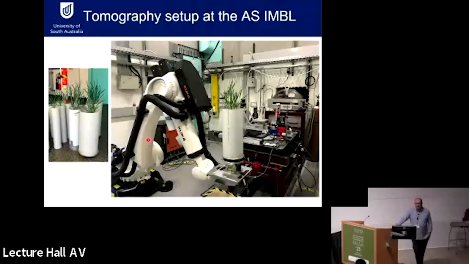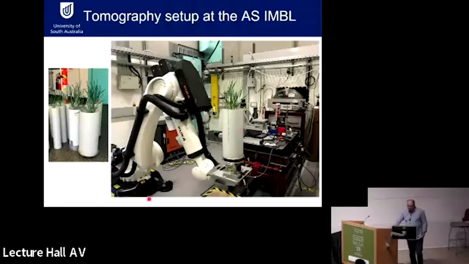At the Australian Synchrotron, we have a very nice imaging medical beam line. It has a very, very large beam. The beam is down here. It's about 2.5 centimeters in height and about 40 centimeters in width.